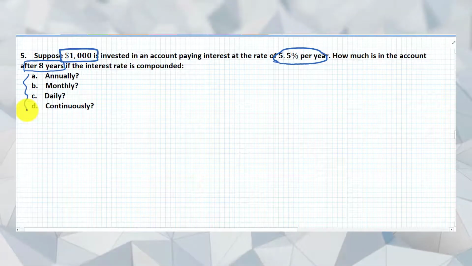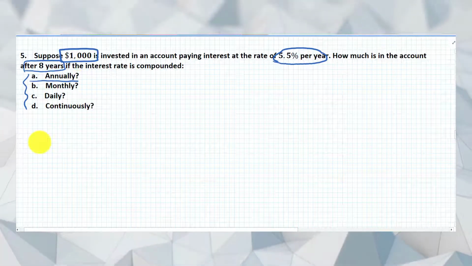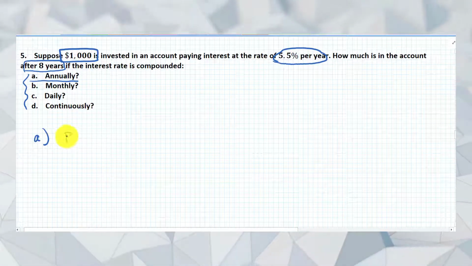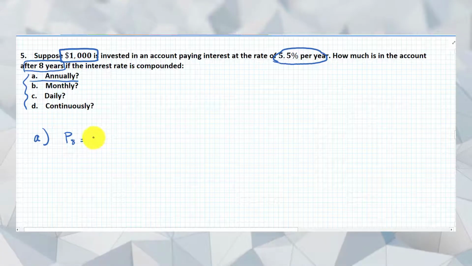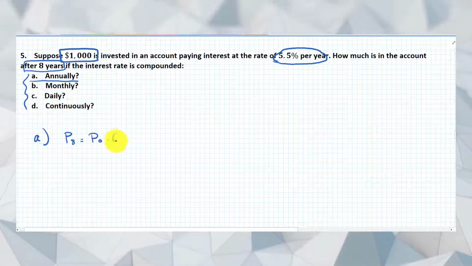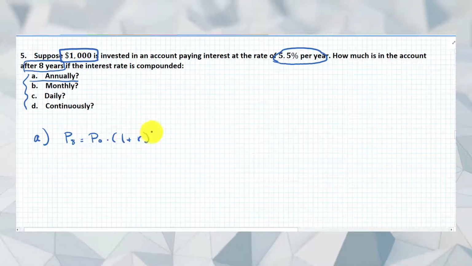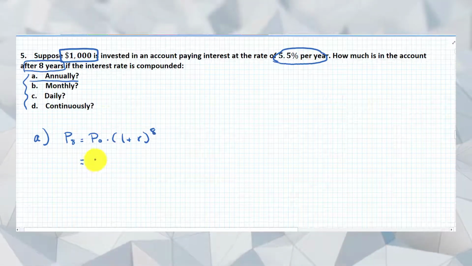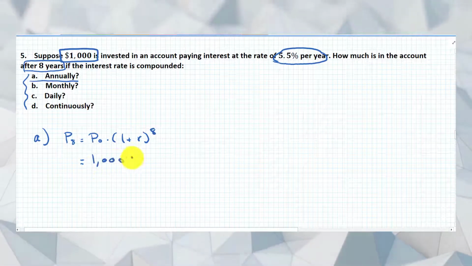Okay, so A, I just compound annually. So what do we do for A? Well, we take the formula. So P8 equals P0 times (1 plus r) to the power of 8, right? So P8, P0 is $1,000.